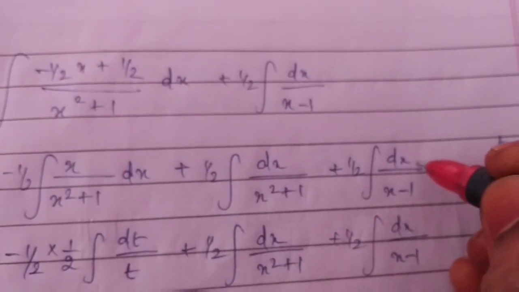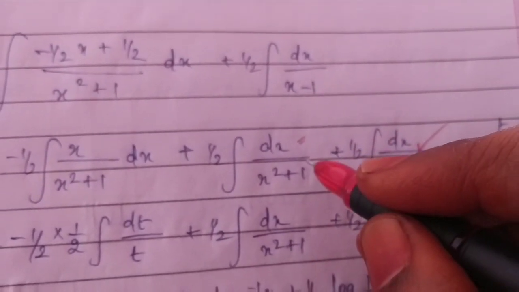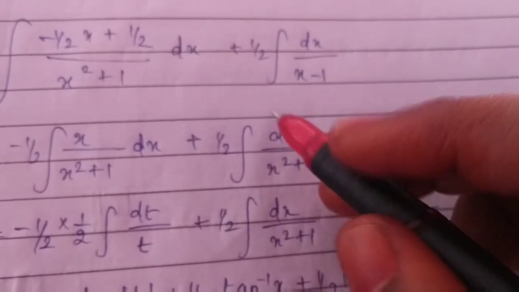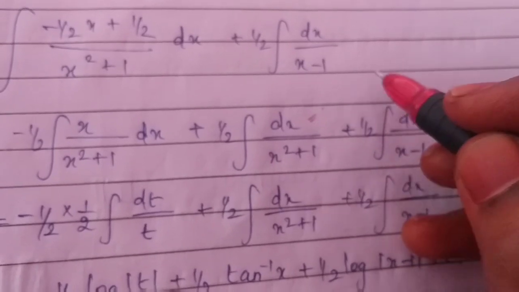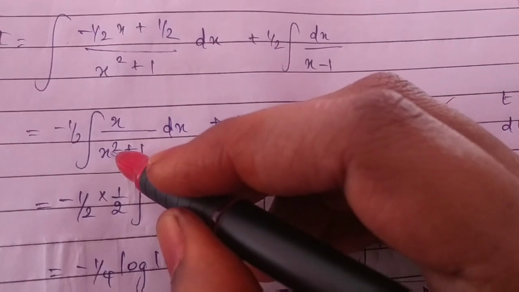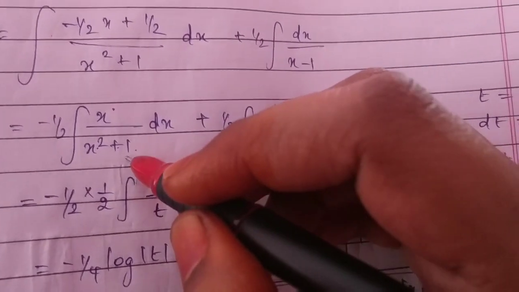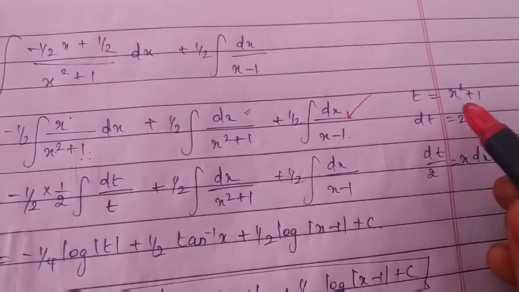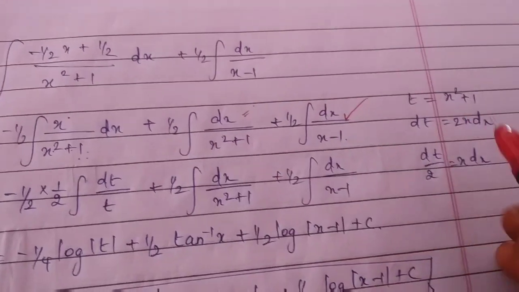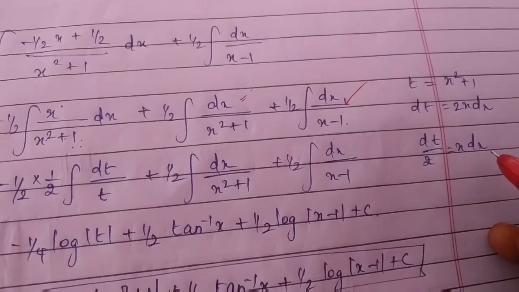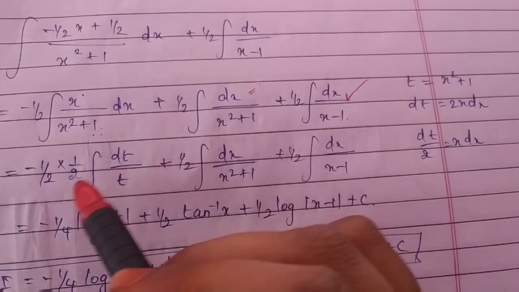Now here, the integral of dx divided by x minus 1 is nothing but log of x minus 1. This is the direct formula, which you would have learned in the first exercise. The integral of dx divided by x squared plus 1 is nothing but tan inverse of x. And whenever you have x into dx with x squared plus 1, you should apply the substitution method. Take t to be x squared plus 1. Your dt will be 2x into dx. I have x into dx, therefore dt divided by 2 equals x into dx. So in the place of x into dx, substitute dt divided by 2.